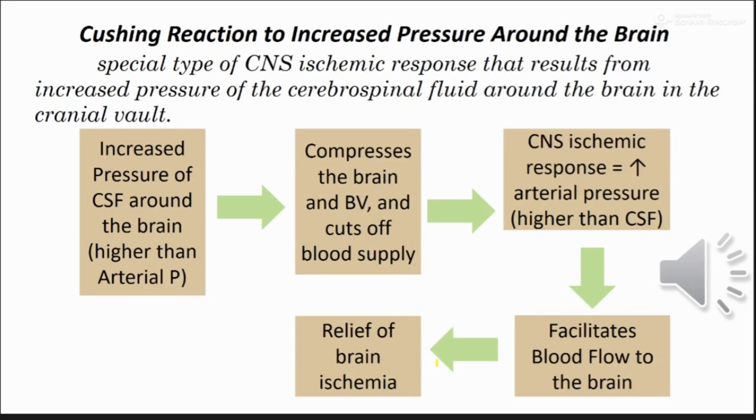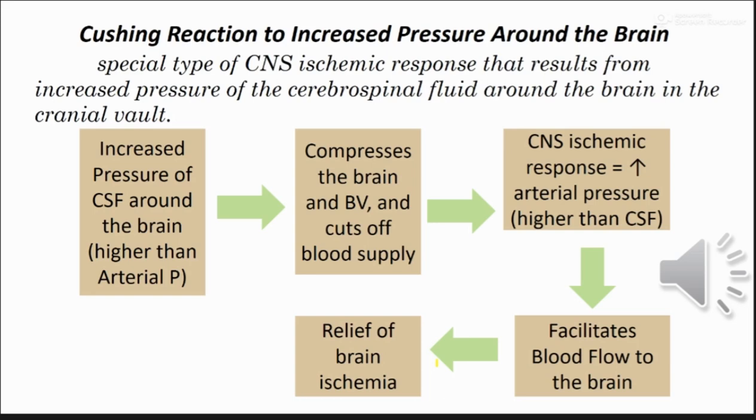This one, guys, is a special type of the CNS ischemic response from earlier. So it results from increased pressure of the CSF around the brain in the cranial vault. So what happens, guys, is there is increased CSF pressure, so it is higher than the arterial pressure. Then it compresses the brain and blood vessels, so nothing is supplying our brain. So there will be a CNS ischemic response.